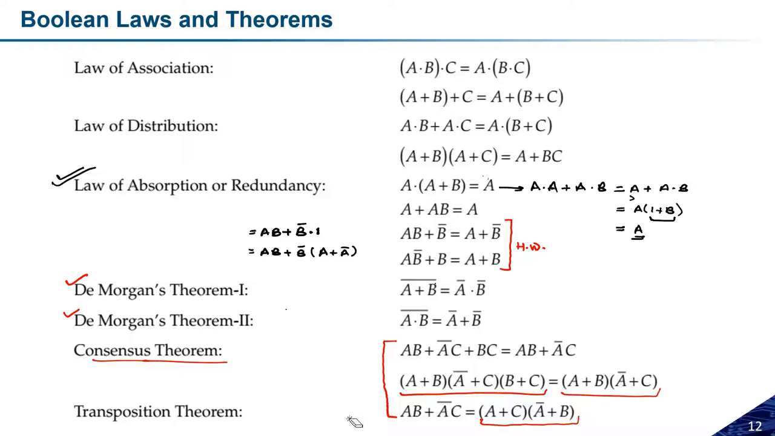Okay. So these are some of the laws that we should know to simplify any Boolean function. Now let us try to prove some of them. Let us take some example, so that you will be able to understand the importance of these Boolean laws and the minimization technique. Let us consider the example.